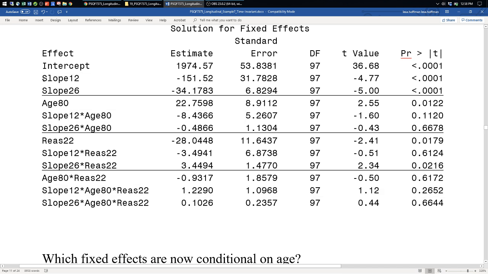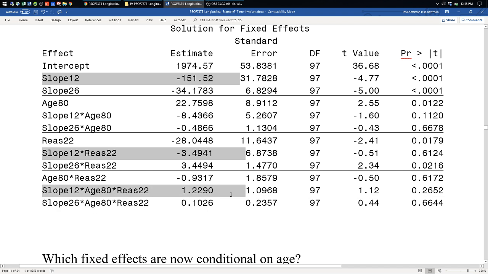Let's go the other way. Here's slope 1, 2. There's slope 1, 2. What happens to it in smarter people? More negative. So smarter people decline faster. And then what does age do to that?